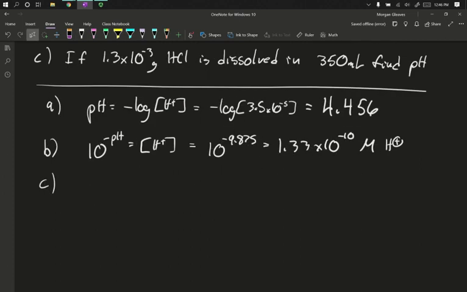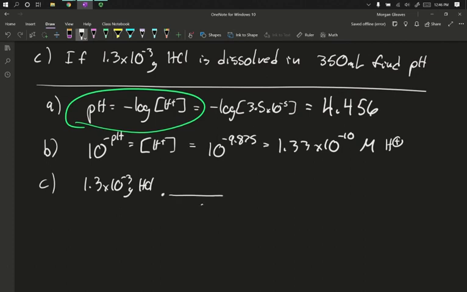Finally, problem C. Well, a lot of times we weigh stuff. And so we need to determine the concentration so we can find pH. In this case, I have 1.3 times 10 to the minus 3 grams of HCl. If I want to find that pH, I need the concentration of H+. To do that, I'm going to have to get moles and liters. So I need to do a few conversions here.